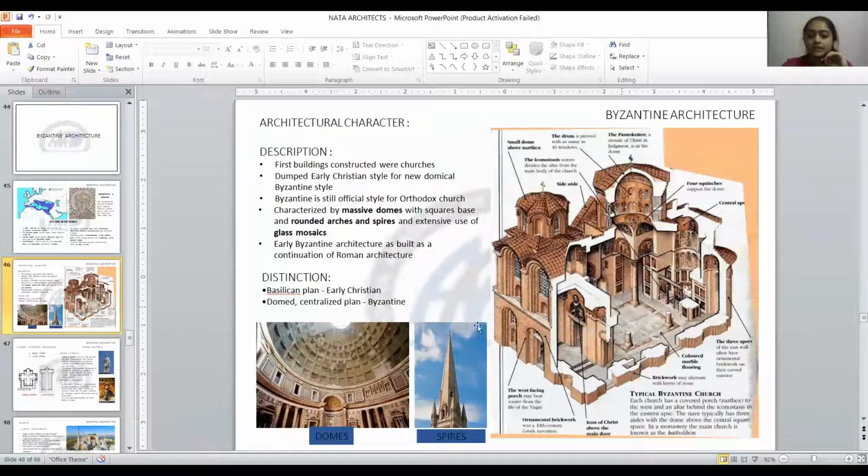And they started using coffered ceilings. You can see all those recessed parts in the dome. Those are called coffered ceilings. And they had arcades around the entire dome. These are the arcades, like you have the window cutouts. Here also you can see that you have arcades.